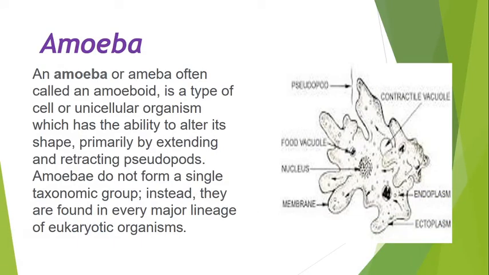Now, this is amoeba. You might have heard this name, amoeba. Amoeba is a unicellular organism. What do you mean by unicellular? An organism which has only one cell, and that single cell does all the functions of a cell. So this is amoeba and these are the parts of the amoeba. And now let us see a video related to amoeba.